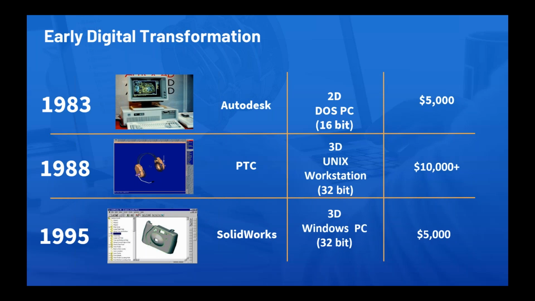In 1988, PTC released Pro Engineer, which used a Unix workstation, 32-bit, with full 3D solid capabilities. A little bit more expensive than AutoCAD, and still by today's standard, pretty expensive. And then in 1995, SolidWorks came about, a little bit cheaper than Pro Engineer, but still ran on a 32-bit Windows PC. You didn't necessarily need those Unix workstations anymore. Of course, by then PTC had caught up and was using the Windows PCs as well.